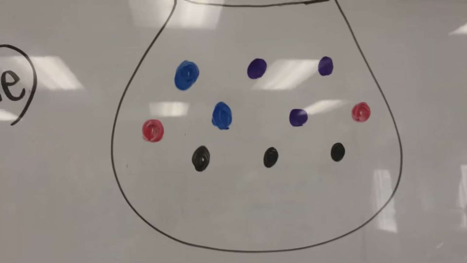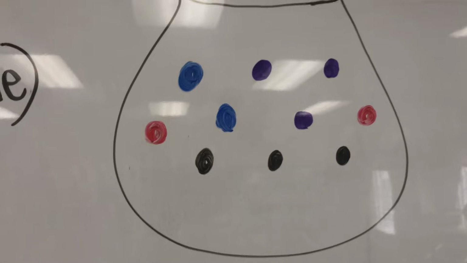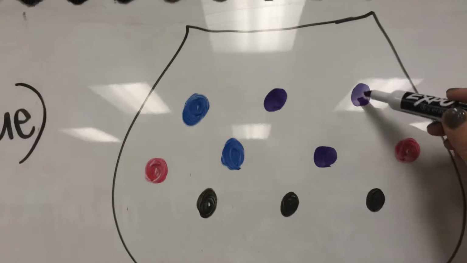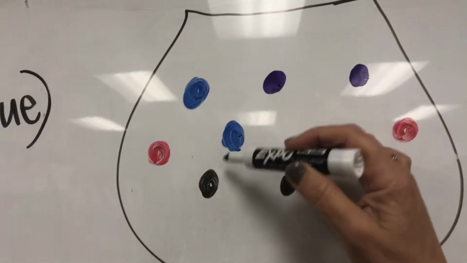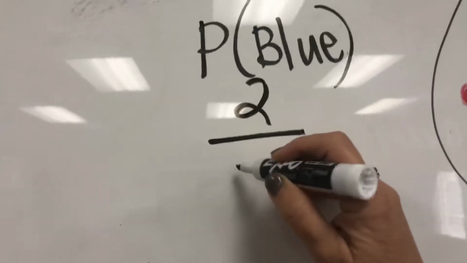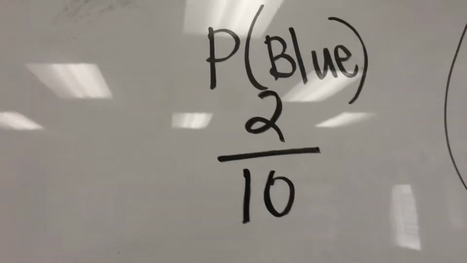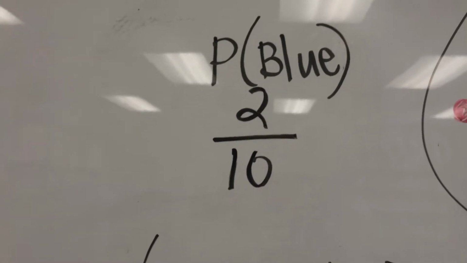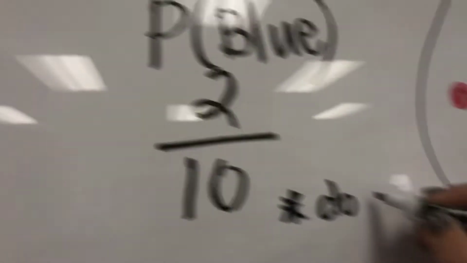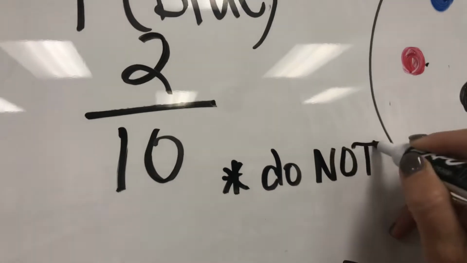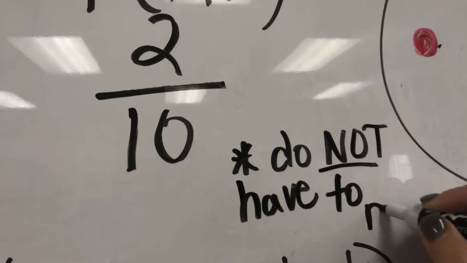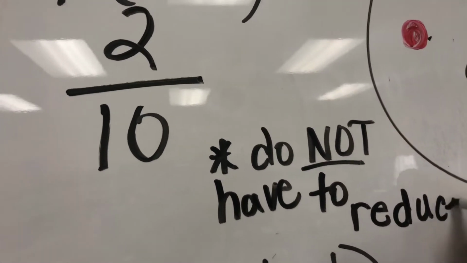Now, the number of possible outcomes is the total number of marbles in the bag. 1, 2, 3, 4, 5, 6, 7, 8, 9, 10. So 10 would be the denominator. And you would say the probability of drawing a blue would be 2 out of 10 or 2/10. Please note, you do not have to reduce to lowest terms. You leave it as 2 out of 10.